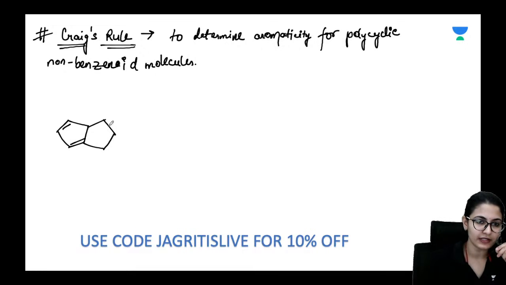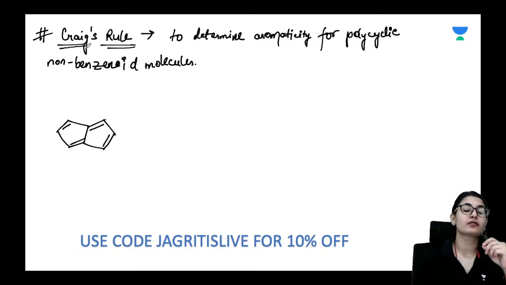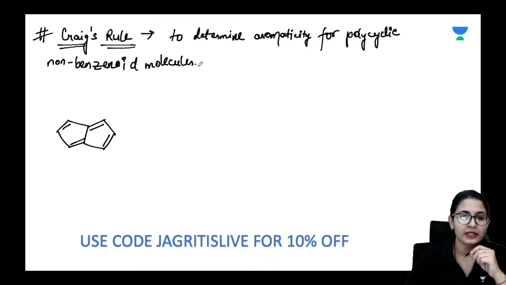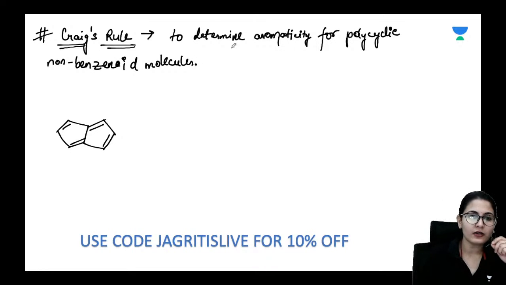First of all, start with a very simple molecule. So this is the structure that I'm talking about. How would I determine whether this is anti-aromatic, non-aromatic, and so on? So according to Craig's rule, either your molecule is aromatic or it is non-aromatic. It cannot be anti-aromatic. No, no, Sushmita, it cannot be anti-aromatic. Either it is aromatic or non-aromatic. So let's see Craig's rules.